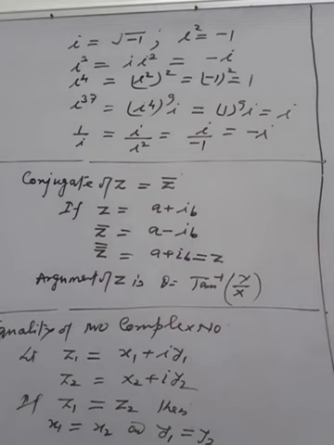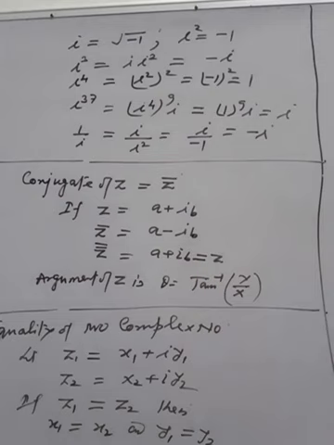Now see the value of i, that is root of minus 1, then i square is minus 1. I cube you can break as i into i square. So i square is minus 1, means i cube is only minus i. I raised to the power 4 is the square of i square, minus 1 square is 1. So similarly you can break it in simplest form.